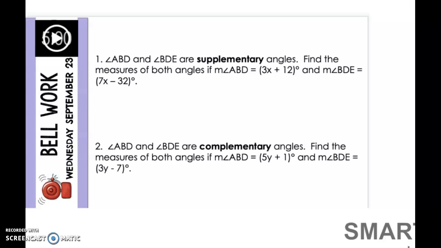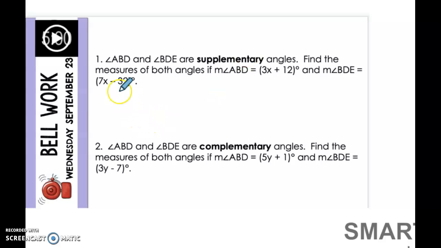All right, today we're going to go over the answers to the bell work problems from Wednesday, September 23rd. Here, there are two problems, and the directions were that you only had to choose one. Both problems are very similar, except they just have different key vocabulary words in them.